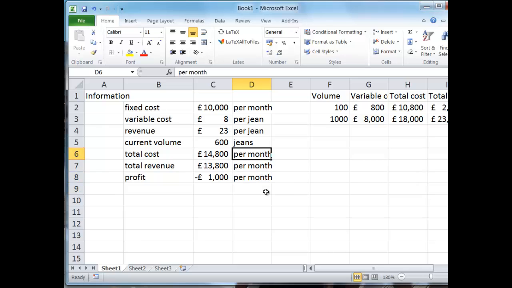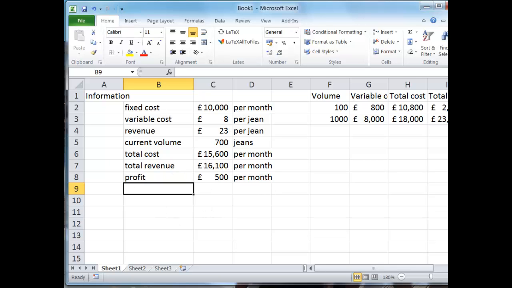Well, we could just play around with the current volume and say, okay, what if we sell 900 jeans? And we say, we make a profit. Okay, so we could go there. So actually we probably get a very good feeling and pretty soon get to the right amount. However, we want to be a bit more structured and actually derive the break-even point.